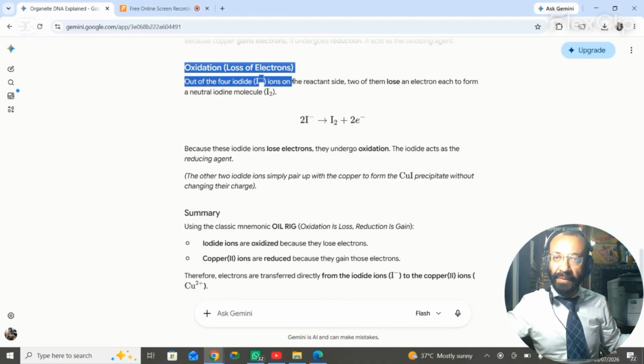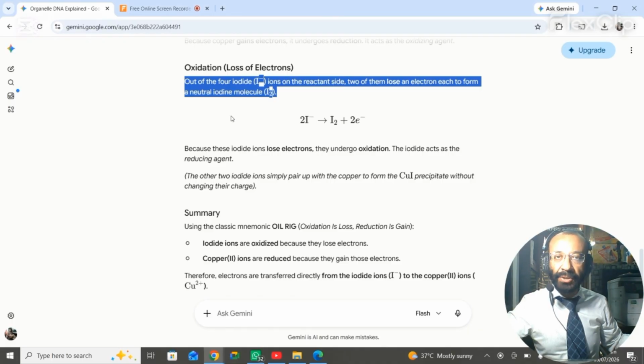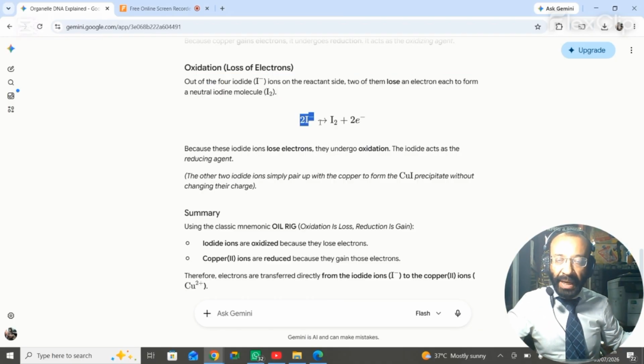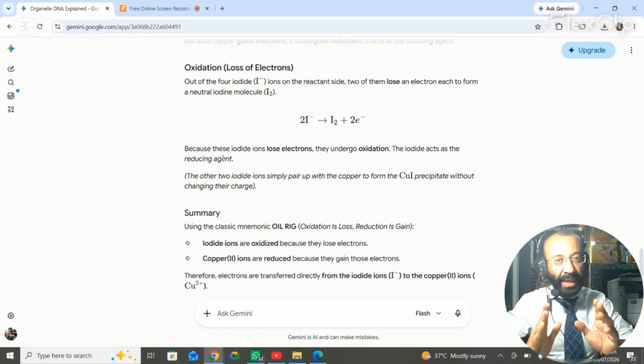Oxidation, that is the loss of electrons. Out of the four iodide ions on the reactant side, two of them lose an electron each to form a neutral iodine molecule. That is, iodide ions are losing electrons to form iodine. Because these iodide ions lose electrons, they undergo oxidation. The iodide acts as the reducing agent.